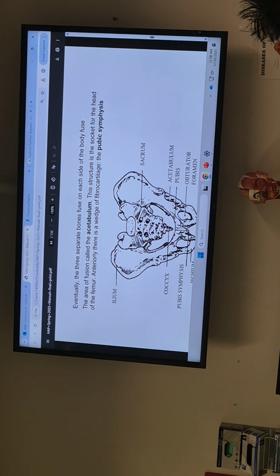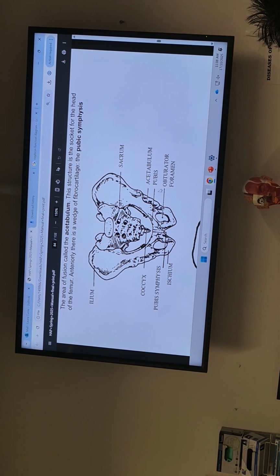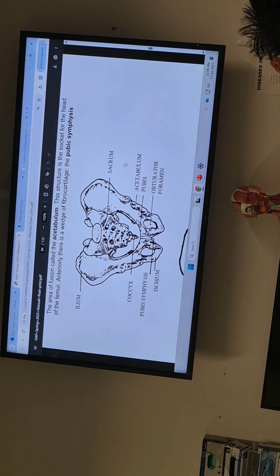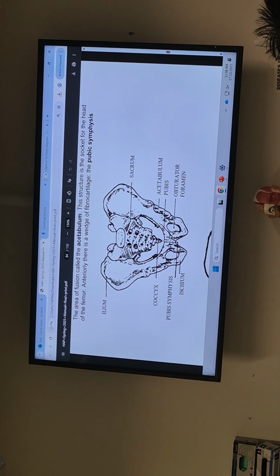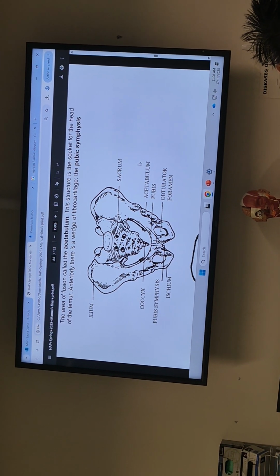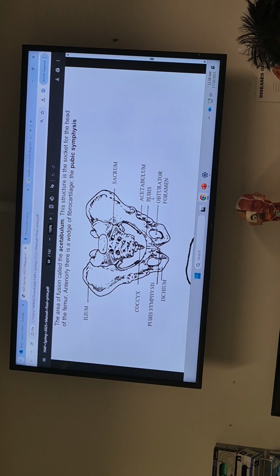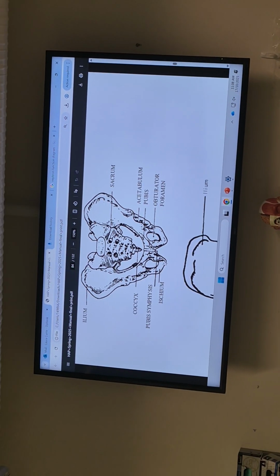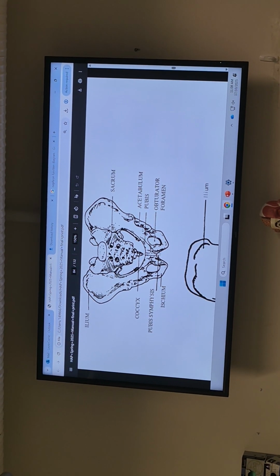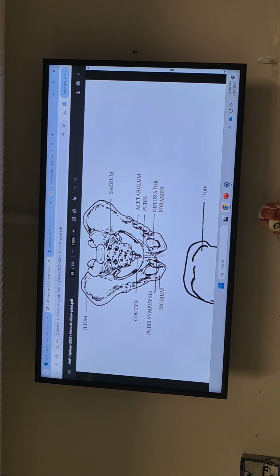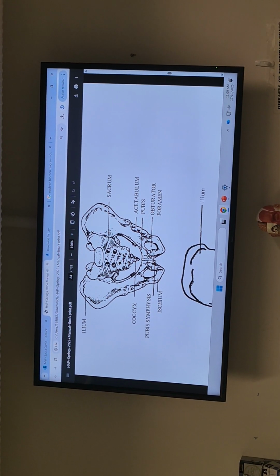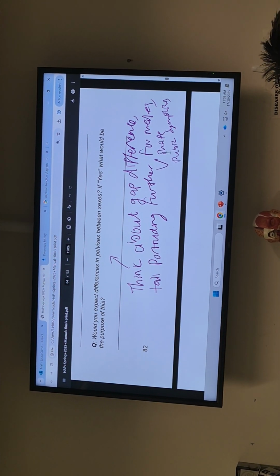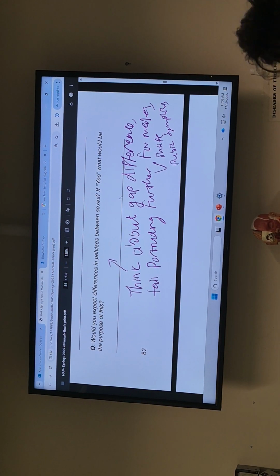And then you've got the pelvis. The main thing that you guys need to know, I doubt that you need to know every single part of this, but what you will most likely be asked is to be able to distinguish between female and male pelvis. If you can imagine this V-like structure down here, right by your pubic symphysis, think about the gap difference and the tail protruding further for males and the V-shaped pubic symphysis.